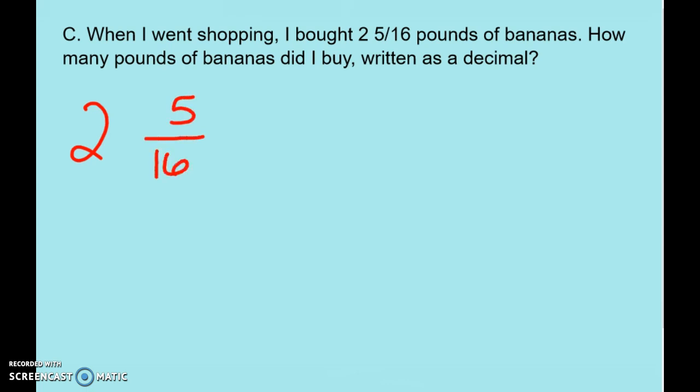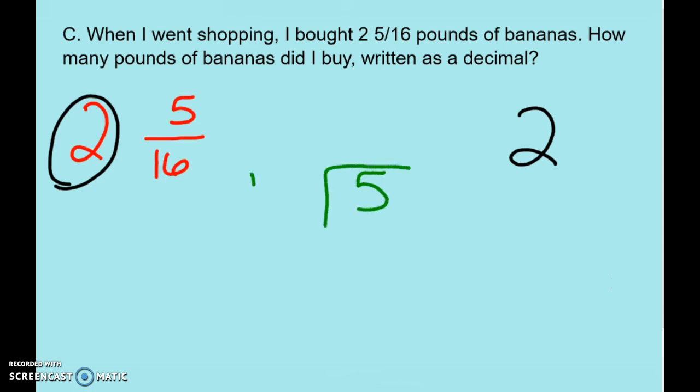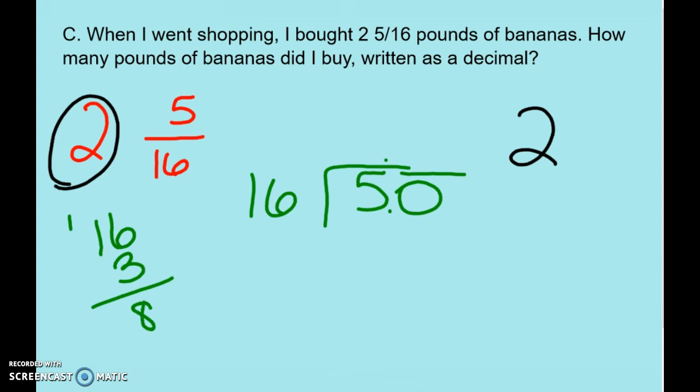I have 2 5/16 pounds. Again, I'm going to leave that 2 alone. Okay, that 2 becomes my answer, a whole number in my answer. And I'm only going to focus on that fraction part. I'm going to put the 5 inside, the 16 on the outside, place my decimals. 16 goes into 50 how many times? Let's work it out just to make sure. 3 times. So 16 times 3 is 48.